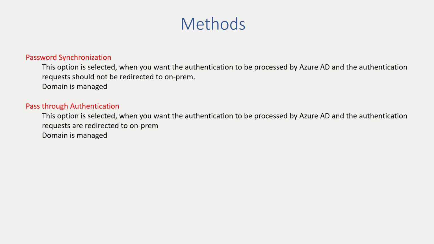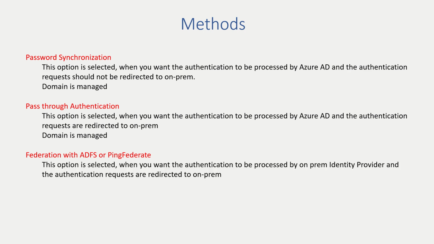The last option is called federation. That means you can have federated identities. What does this mean? There is an identity provider on-prem, that could be ADFS or PingFederate, that will process the authentication and will send a token to Azure Active Directory. Azure Active Directory will accept that token and provide a new token to the respective application for which Azure Active Directory is acting as an identity provider.